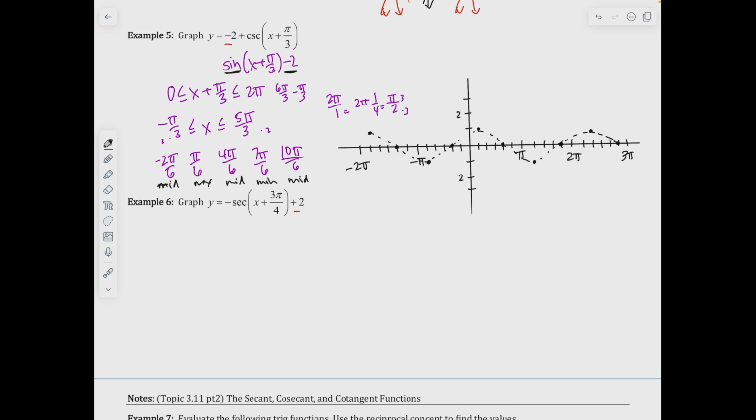Okay, I did not account for the minus 2 yet. First, I'm going to put in my asymptotes. 1 there, asymptote.